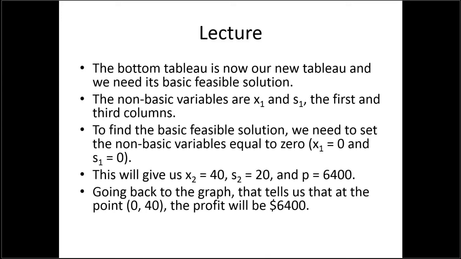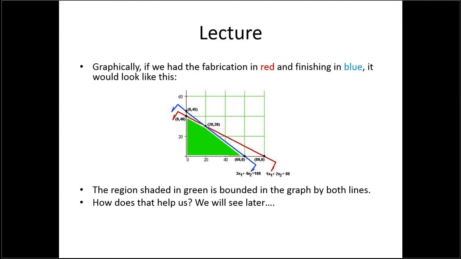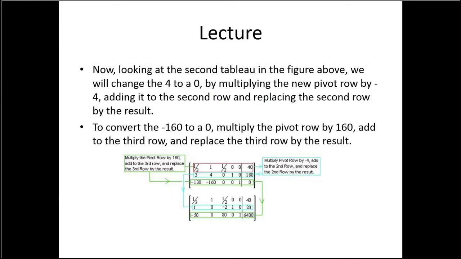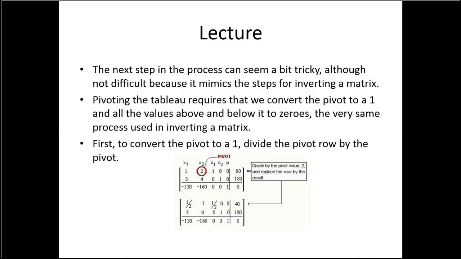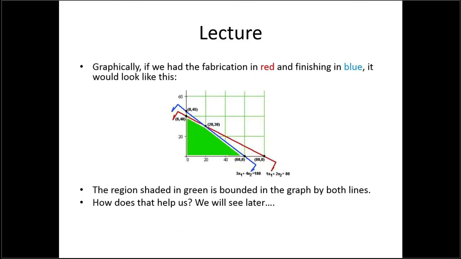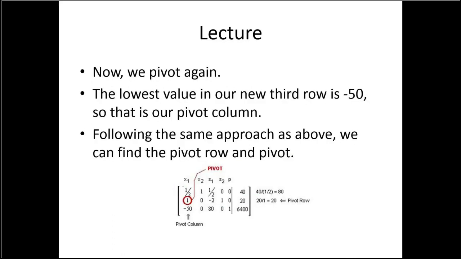So if you go back to the graph, which is right here, what that tells us is that along the y-axis at the point (0, 40), the profit will be $6,400. Sorry, I can't actually point on here, but the point (0, 40) represents $6,400 profit. And we're going to keep doing the pivoting until we're out of stuff to pivot on.